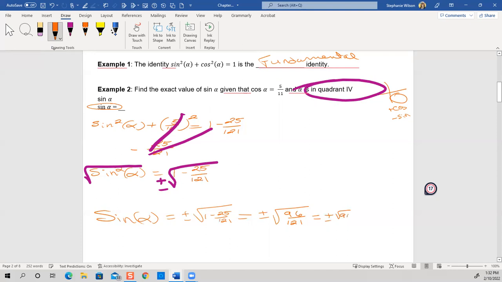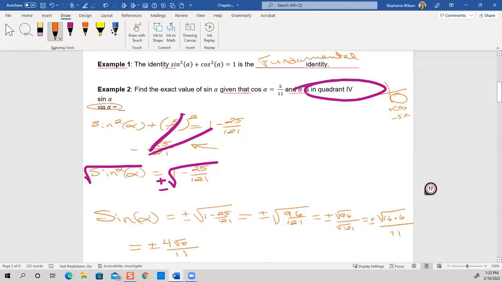So I'm going to take the square root of 96 and the square root of 121. I get plus or minus. Well, the square root of 96 is going to be 16 times 6, over, well, the square root of 121 is 11. We already knew that because we did that up here. This is going to equal, well, the square root of 16 is 4, and then, of course, 6 doesn't come out of the root. And then we're left with this as our final answer.